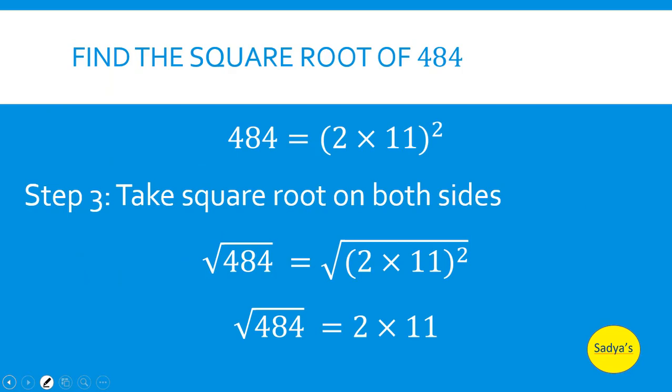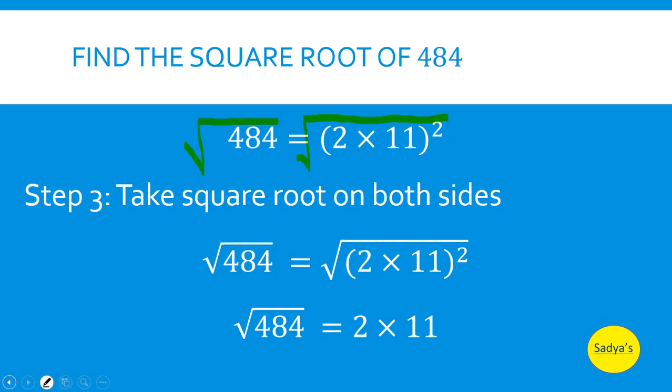So let's continue with the lesson. So we had written 484 as 2 multiplied by 11 whole square. Now the step 3 is we take square root on both sides. So we write square root on this side, and then because we have written it on one side of the is equal to sign, we are bound to write it on the other side as well.